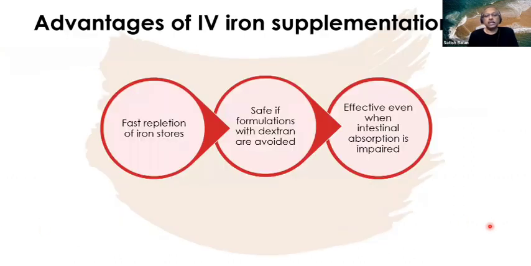So these are the various iron preparations. Why do you want to give IV iron instead of oral iron? The main three reasons are that it is a fast repletion of iron stores, it is safe if formulations of dextran are avoided, and it is effective even when intestinal absorption is impaired. And like I told you, oral iron has a lot of side effects which lead to the inability of the patient to take the oral iron compound in the first place.